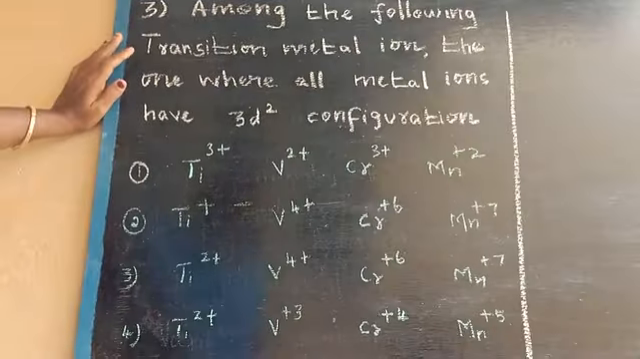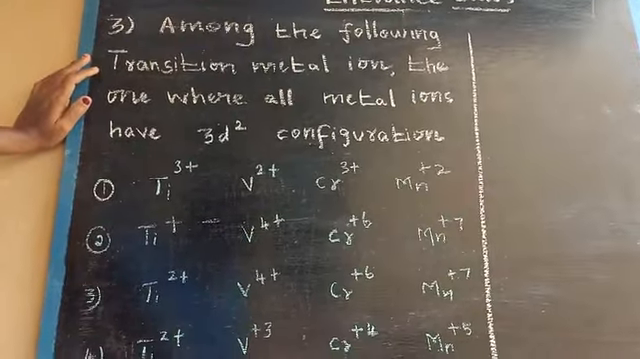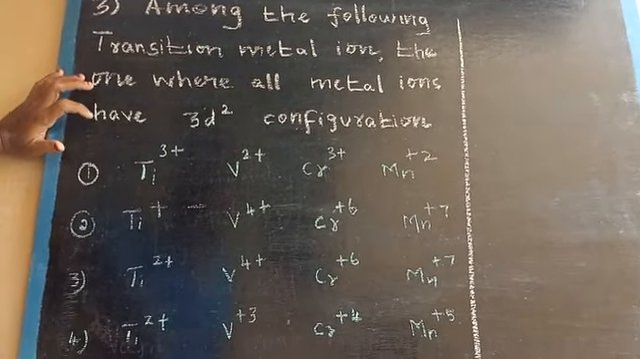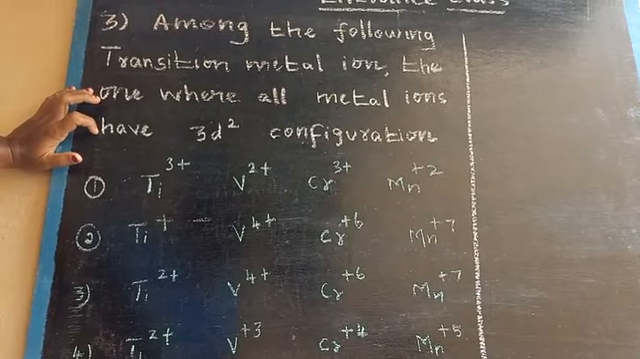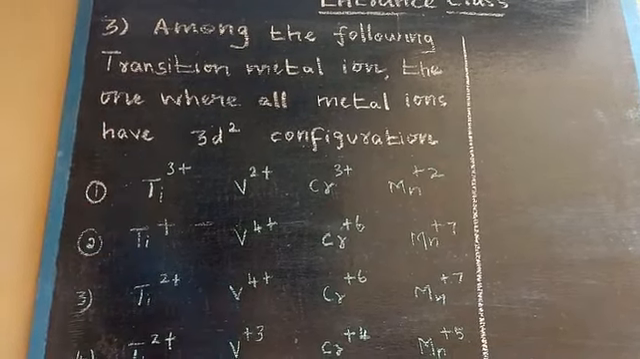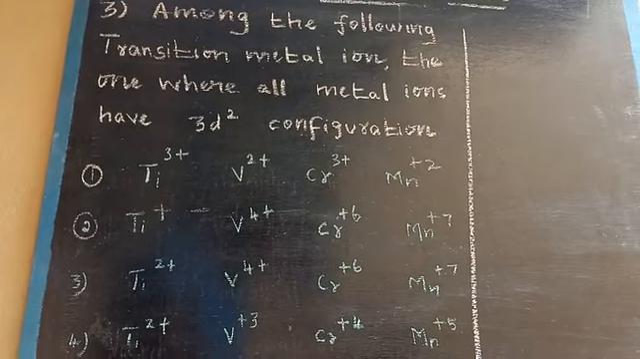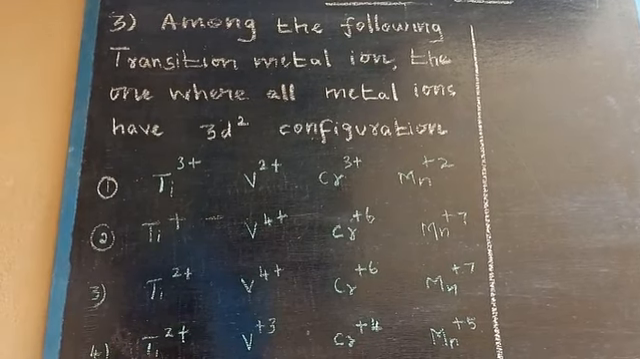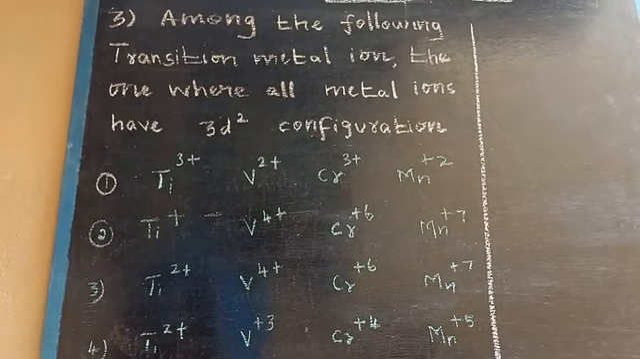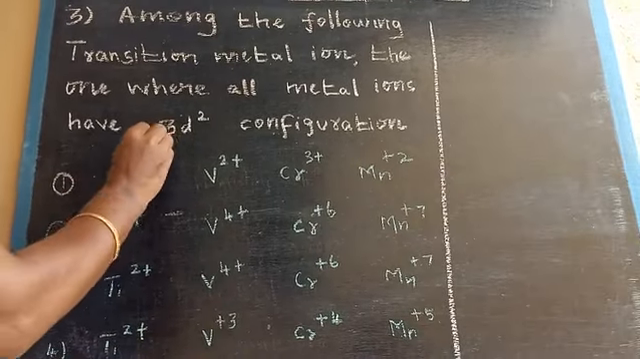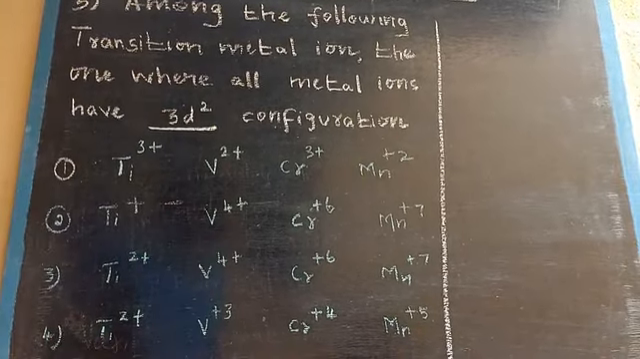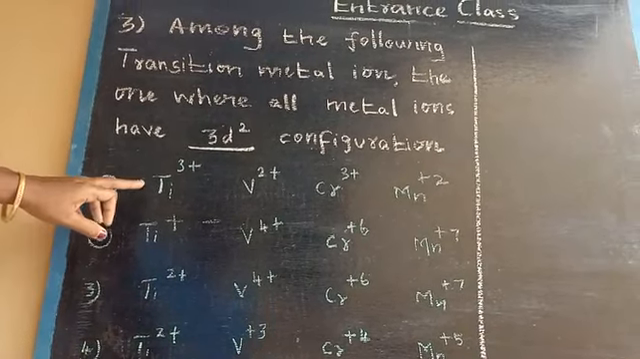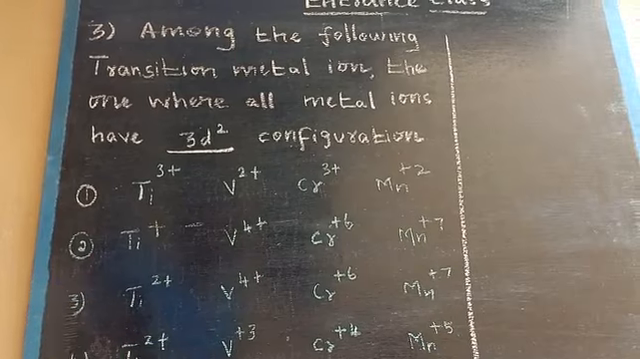Next question. Among the following transition metal ions, the one where all the metal ions have 3d2 configuration. Here some series of transition metal ions are given with charges, and the particular series has 3d2 configuration. So now find out which series has the 3d2 configuration, and see how it is easy to solve the question.